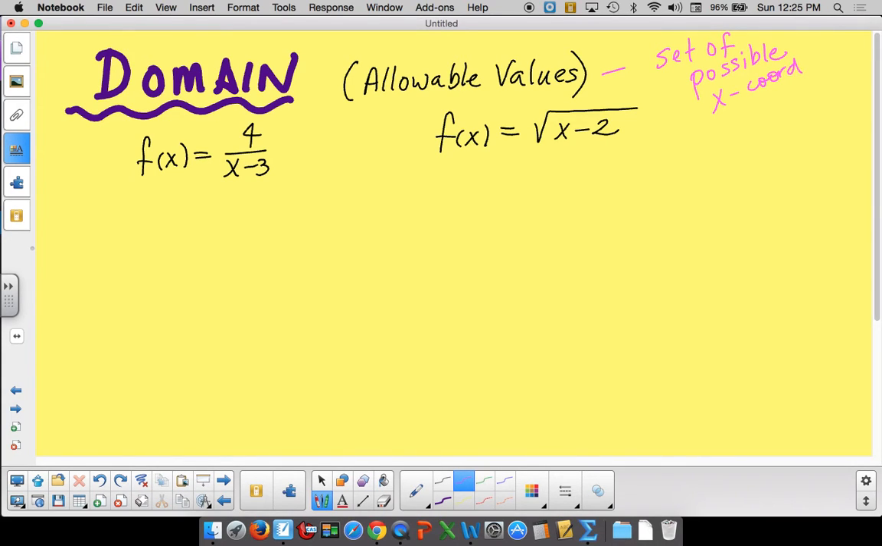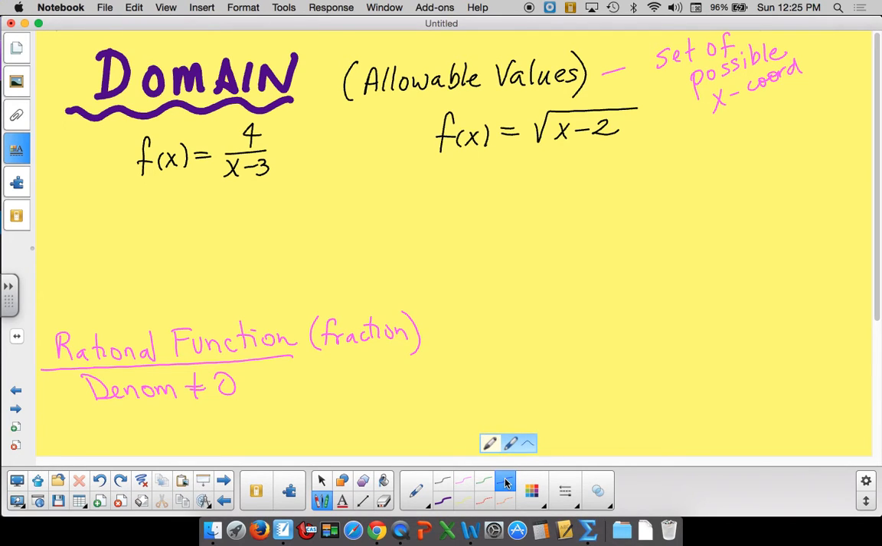Okay. If it's a rational function like this first one, a fraction, what is the one thing that you can never ever have in a fraction? You can never divide by 0. So your denominator can never equal 0. So when you see one with a fraction, you have to go, okay, my denominator can't equal 0. What in this case would make the denominator equal 0? Well, 3. So I would prefer, when it's just one number or two numbers we can't use, I would prefer you go x does not equal 3.